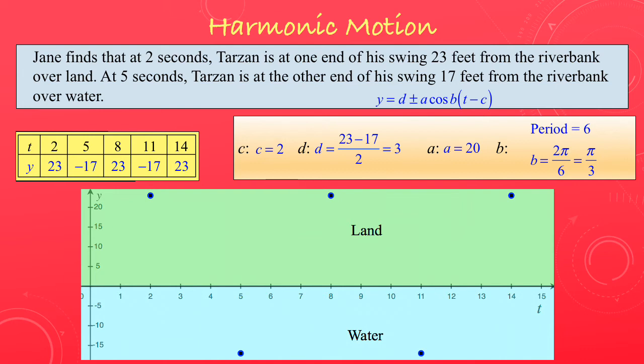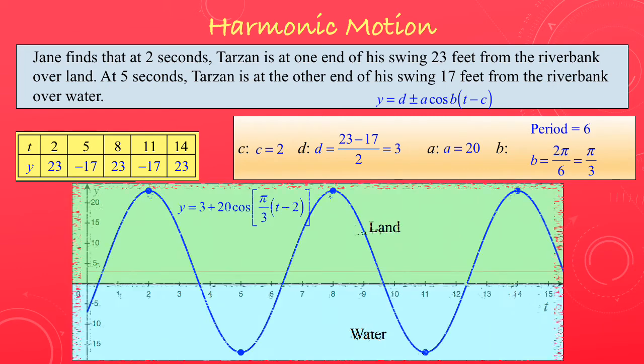The period is 6. It takes 6 seconds for Tarzan to go from this furthest position over land back to the furthest position over land. So since the period is 6, b is 2 pi over 6, which is pi over 3. So putting it all together, our equation is y is equal to 3 plus 20 cosine of pi over 3, quantity t minus 2. We show the graph passing through all 5 points.